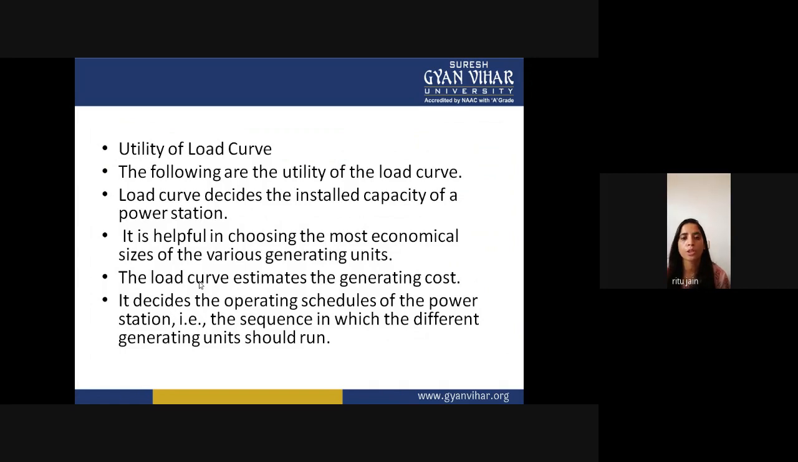So from the load duration curve, you can divide the units according to your load demand. For 4 hours, these two units will supply the load. For 3 hours, these particular three units will supply the load. So this is your economical distribution of the units. Then the load curve estimates the generating cost. It decides the operating schedules of the power station, that is, the sequence in which the different generating units should run.